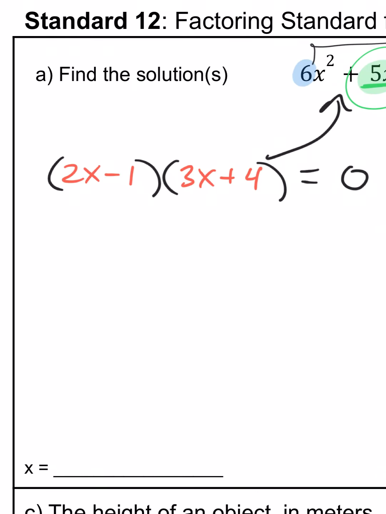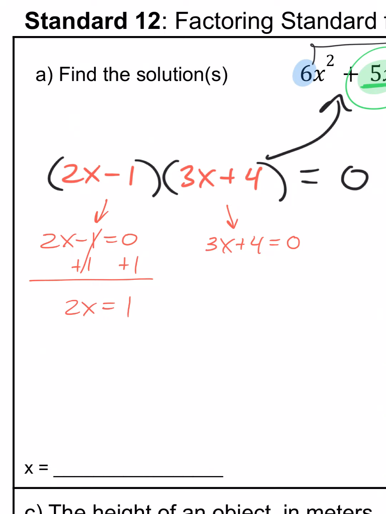Now we have it in a better form we want to solve. What we know from the zero product property is this. We can have 2x minus 1 has to be 0, or 3x plus 4 has to be 0. Let's solve the first equation. 2x equals 1. We can divide by 2. Our first solution is x equals 1/2. Let's find the second one.